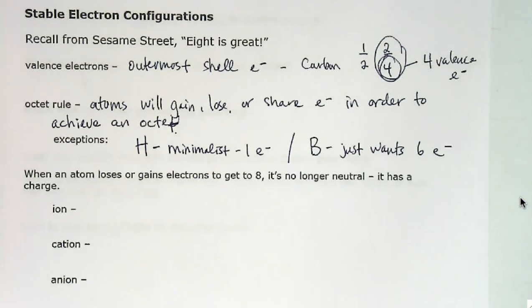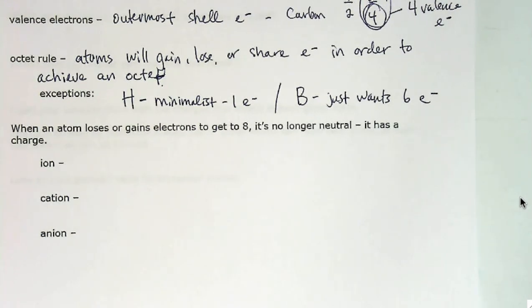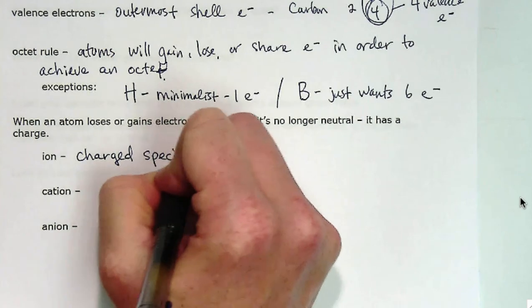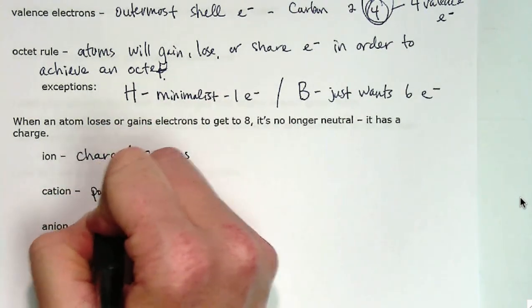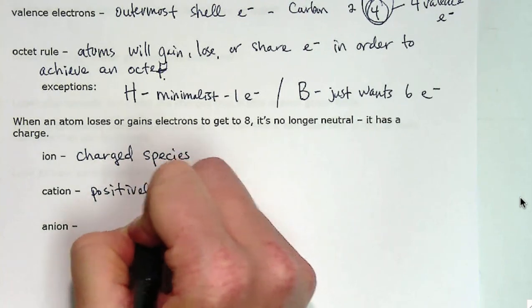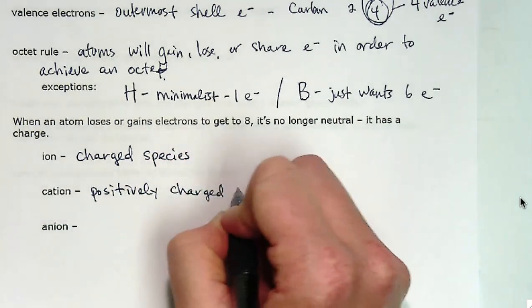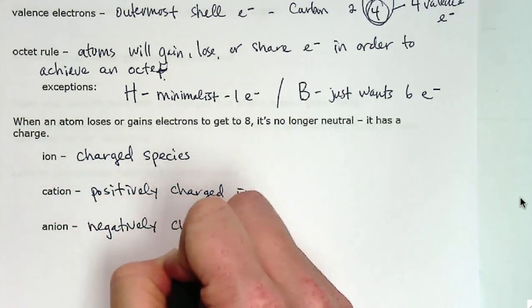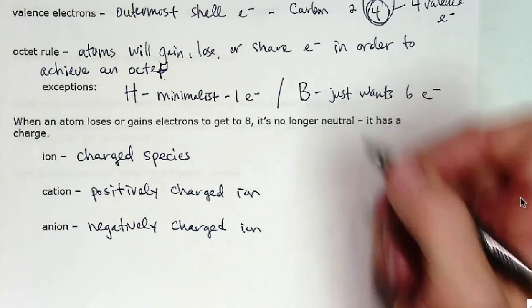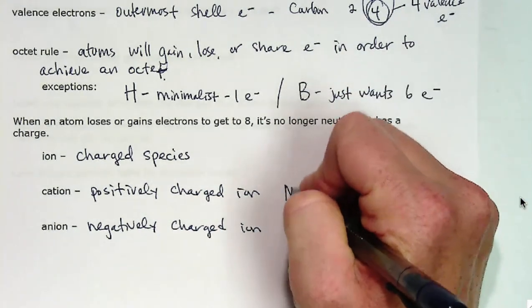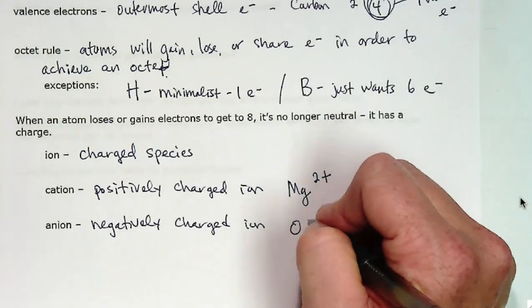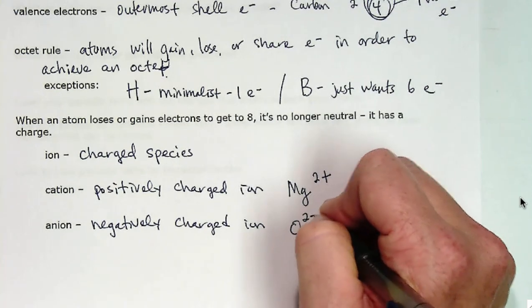Okay. So when an atom loses or gains electrons to get 8, it's no longer neutral. It has a charge. So an ion is a charged species. A cation is a positively charged ion. An anion is a negatively charged ion. I'll give you an example. An example of a cation: magnesium, 2+. An anion: oxide ion, O 2-.